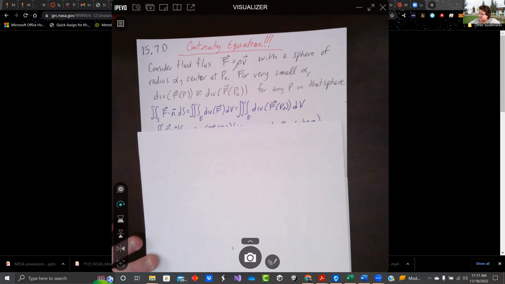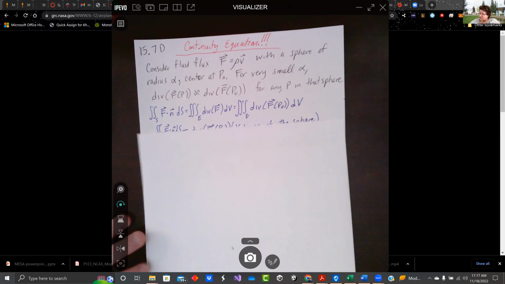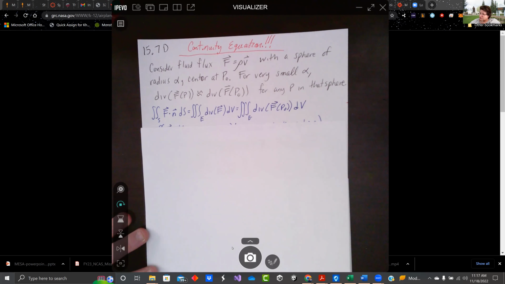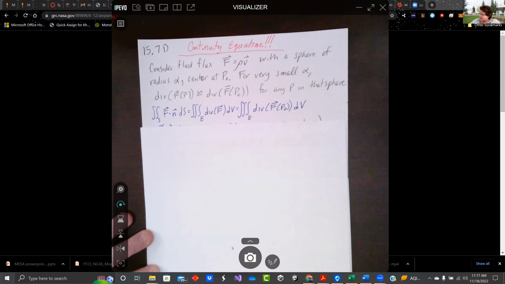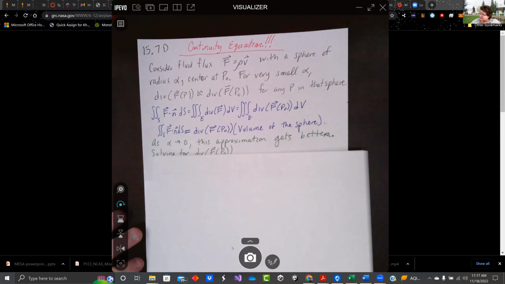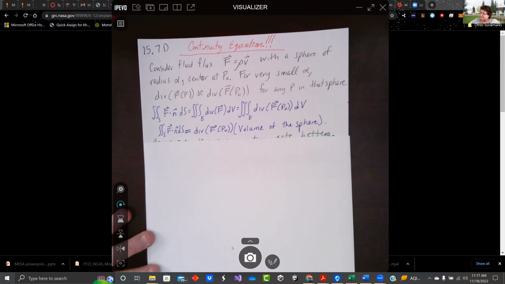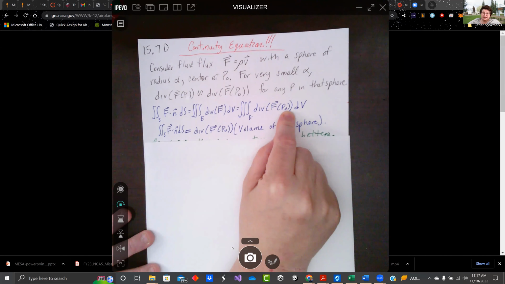Then the divergence of F at P naught should be the same thing as the divergence of F at P. So we're exploring this right now. This is our equation for divergence, and we're going to evaluate it at P naught. But for small things, it equals the divergence of F at P naught, which is a value. It's not a vector. We can factor it out.